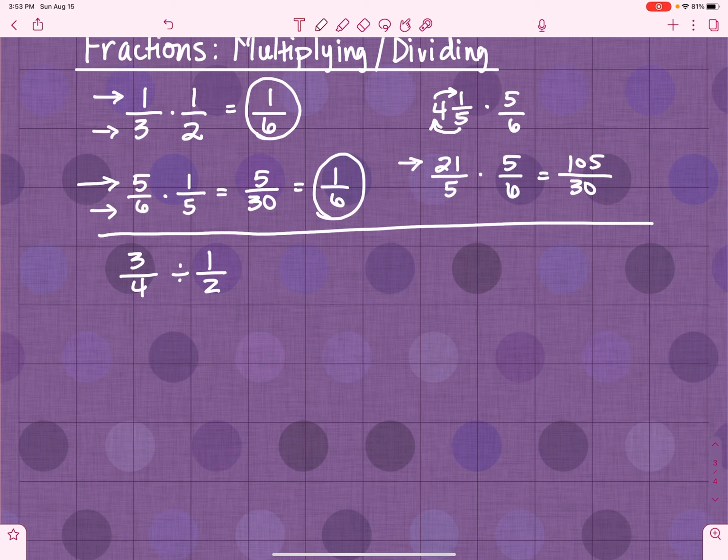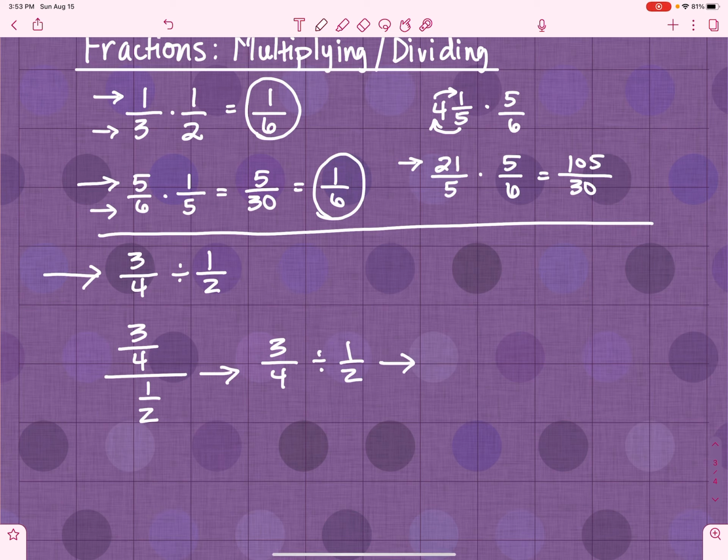Well, 3/4 divided by 1/2, this is how you're used to seeing it in little kid school. You may see it like this, though, in your upper level math classes. 3/4 divided by 1/2. These are equivalent. They mean the same thing. So if I had started here, I would simply write 3/4 divided by 1/2.